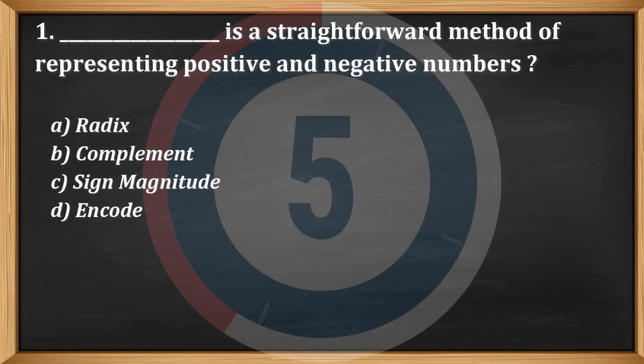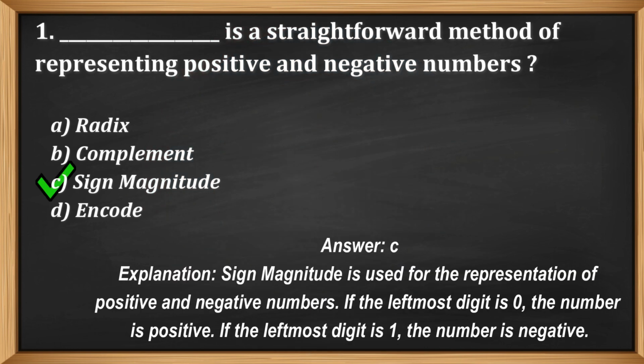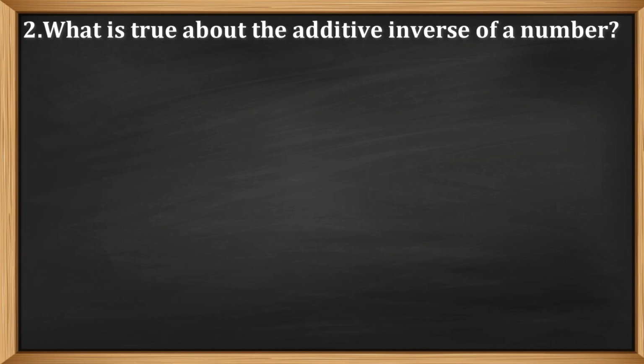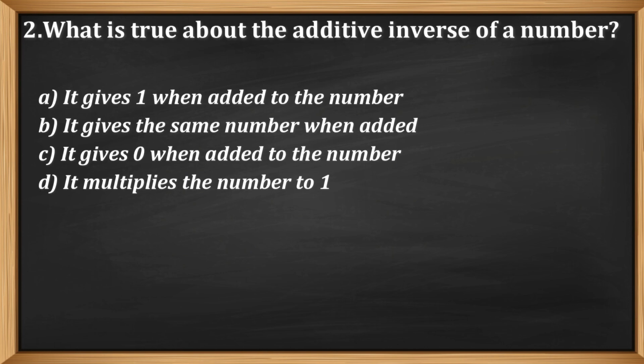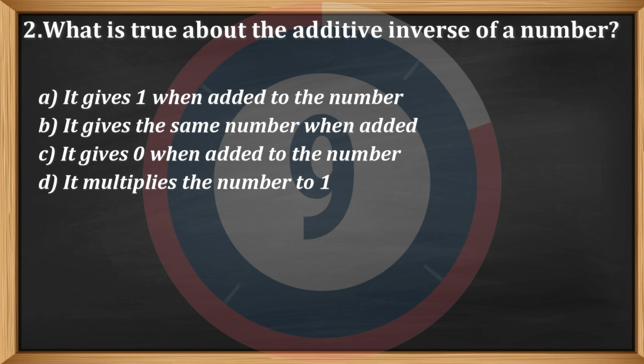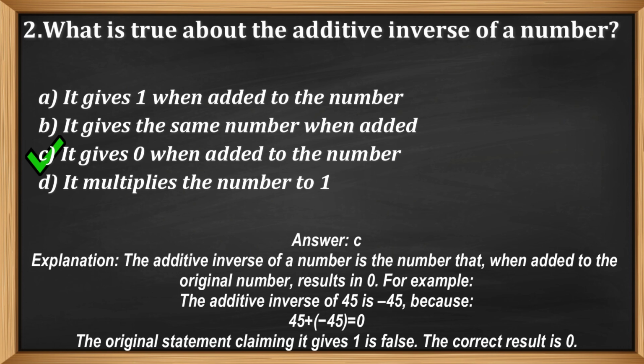Dash is the straightforward method for representing positive and negative numbers. Option C, sign magnitude. What is true about the additive inverse of a number? Option C, it gives 0 when added to the number.